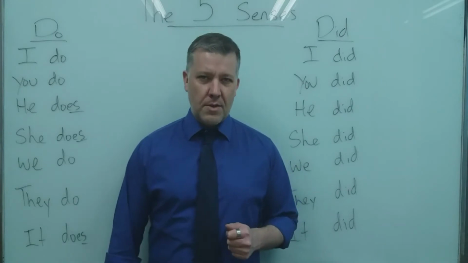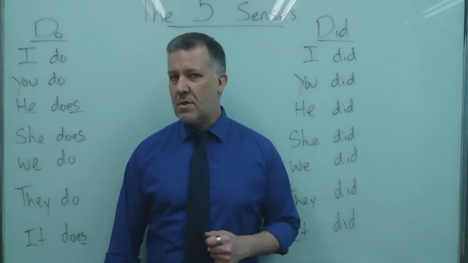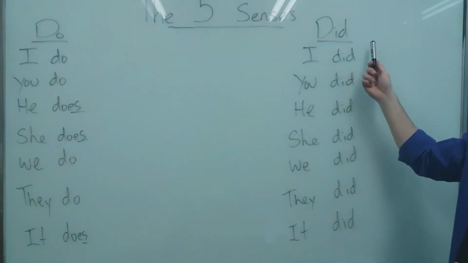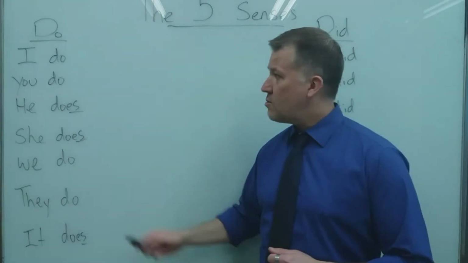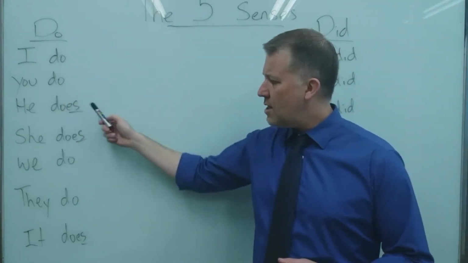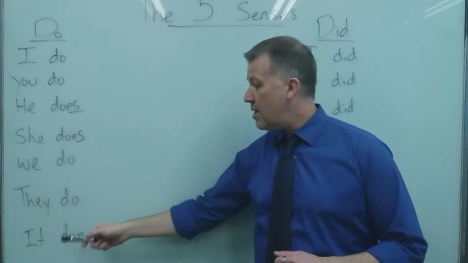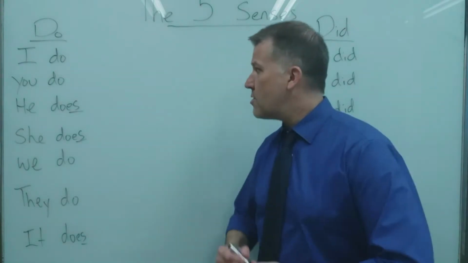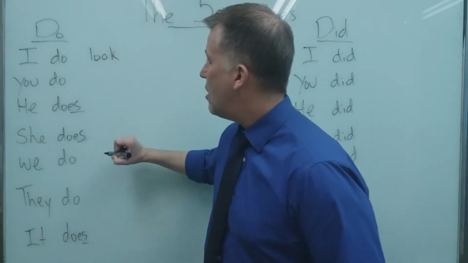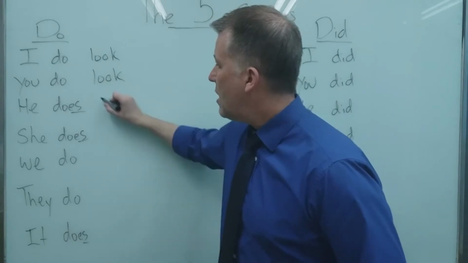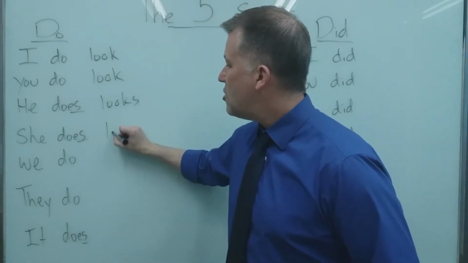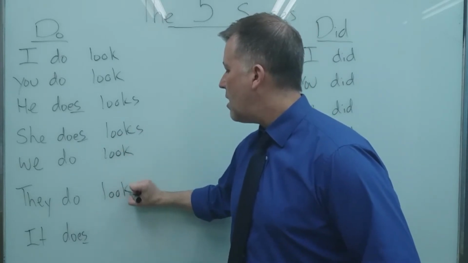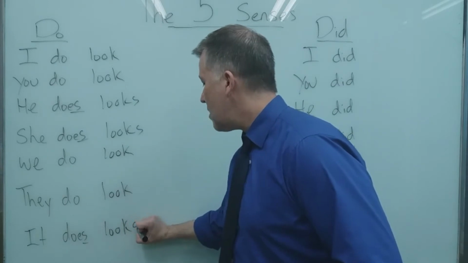Now before we start making sentences, let's first look at how we're going to use these words. Today we're going to be looking at present simple, which is the do verb, and past simple, which is did. And of course how we conjugate these words. I do, you do, he does, she does, we do, they do, it does. And of course this rule applies to the 5 sense words that we're going to use. For example, I look, you look, he looks, she looks, we look, they look, and it looks.